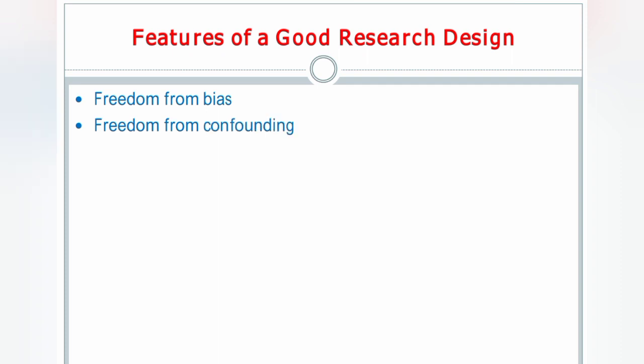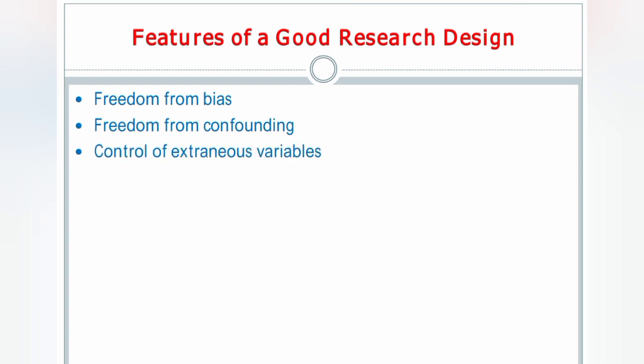The next one is freedom from confounding. In a good research design, the variables involved in the study are separated from each other so that they do not influence each other. That means the variables should not create a problem for the other variables. So we have to separate the variables such that the effect of one variable is not applied on another variable.